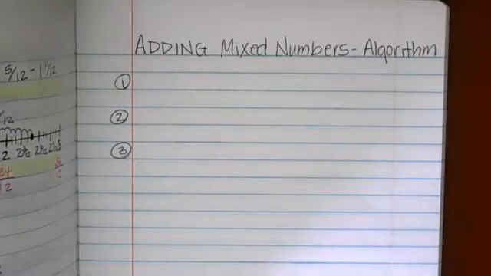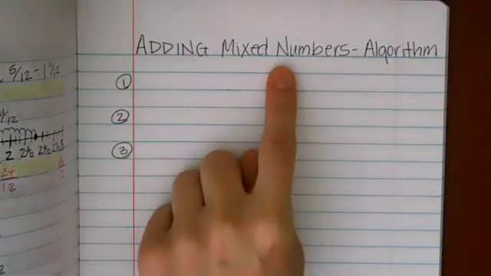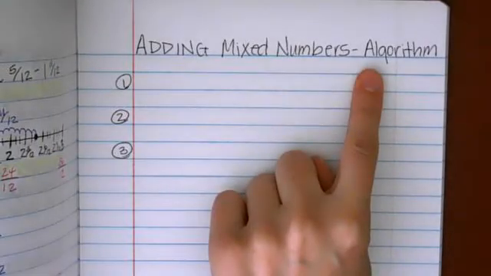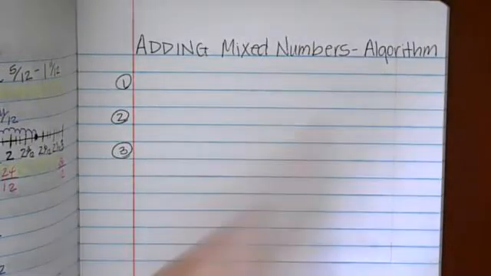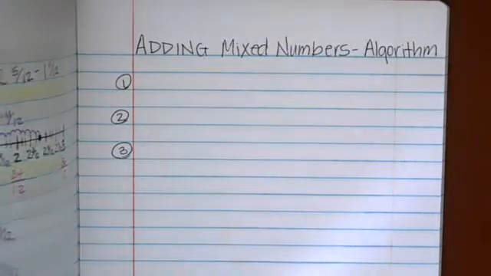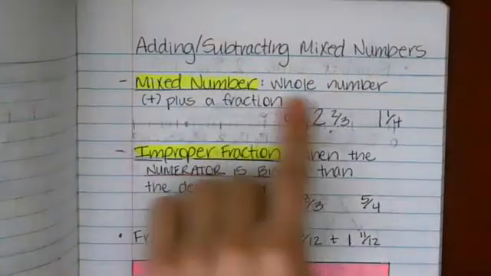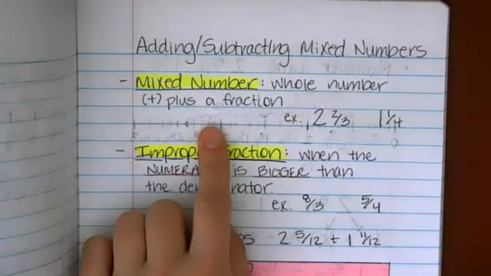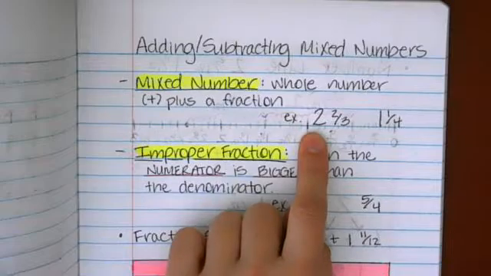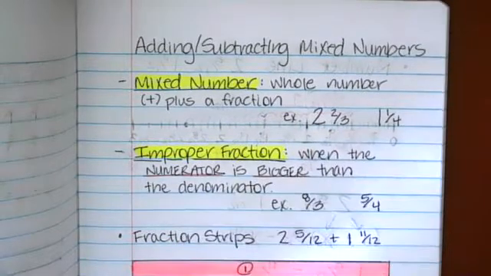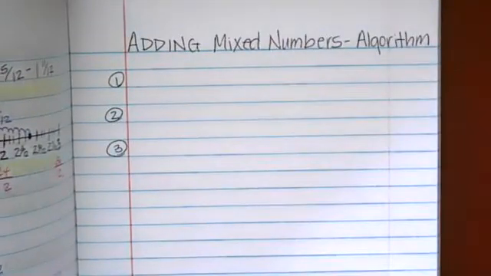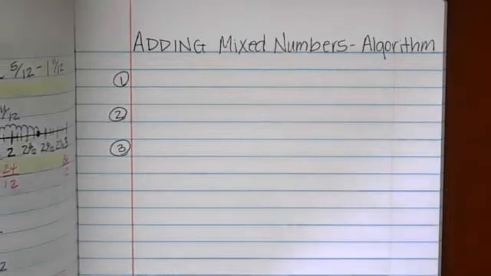We are into the next part of our learning in the fractional unit, which is adding mixed numbers, but this time we are using just the algorithm. If you remember, we have defined a mixed number as a whole number plus a fractional amount, such as 2 2/3 or 1 1/4. So there are 3 steps involved with adding mixed numbers.